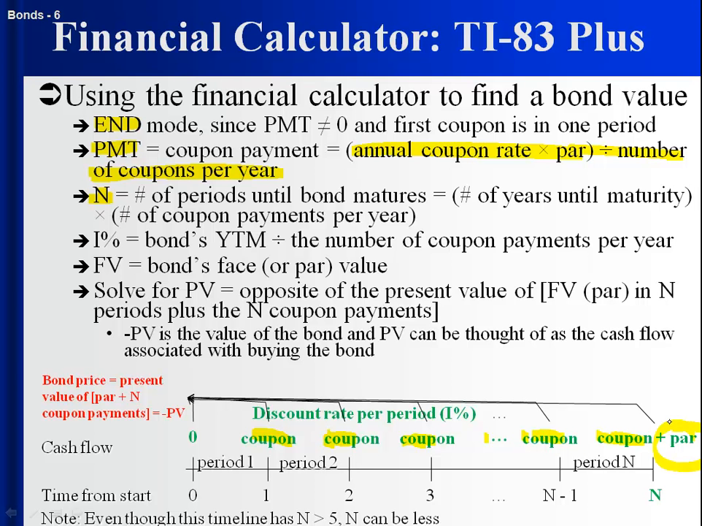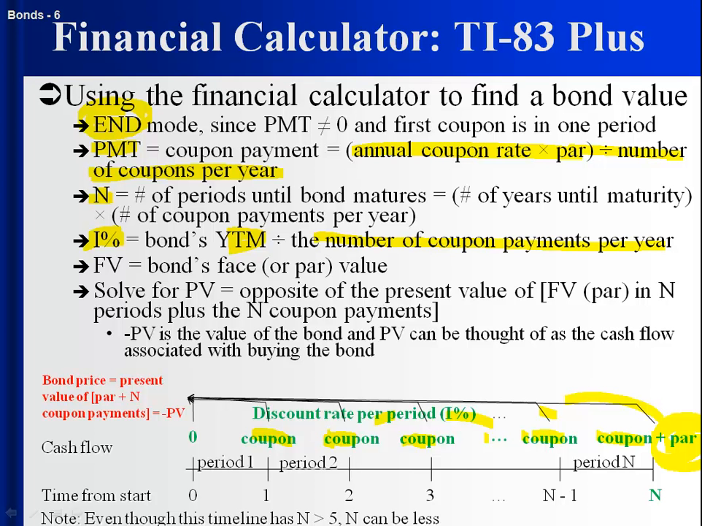Par value, always going to be 1,000. So par value and end mode are universal in this class with bonds, because par FV is always going to be 1,000, and end mode because the next coupon is always going to be in one period. So finally, you need I%, the rate at which you discount everything, and that's just yield to maturity divided by the number of coupons per year.